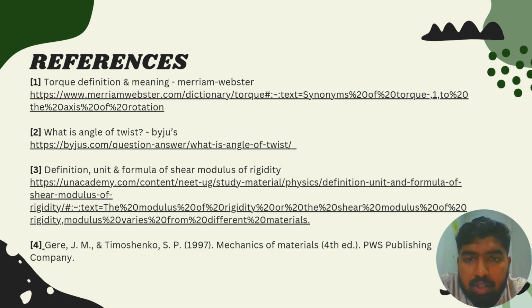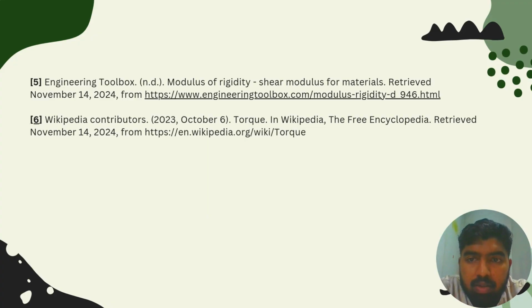For reference, we've got Torque definition and meaning by Merriam-Webster; What is the angle of twist by BYJU'S; the definition, unit, and formula for shear modulus of rigidity; and our textbook, Mechanics of Materials, by S. P. Timoshenko. We've also got Engineering Toolbox, Modulus of Rigidity, Shear Modulus of Material, retrieved November 14, 2024 from the corresponding website, and finally, Wikipedia contributors. So that's all from me for the reference part. Thank you.